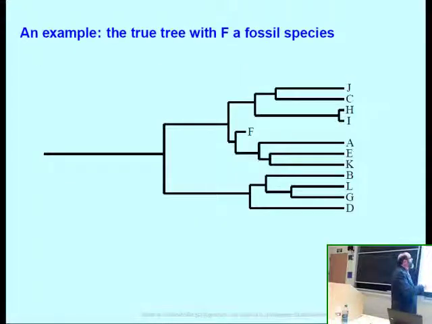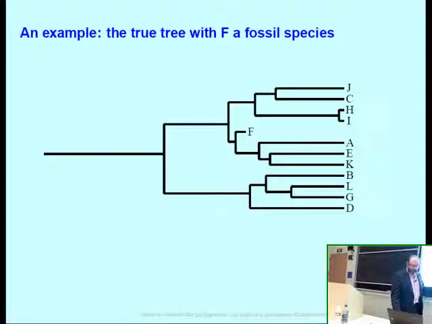Here is a case where I simulated a tree, a random branching tree, including a species F that was really up here. I then took that tree, shrank F back down, and made it a fossil. So this is the tree including 9 present-day species and 1 fossil. I then evolved 8 independent, equally varying Brownian motion characters.